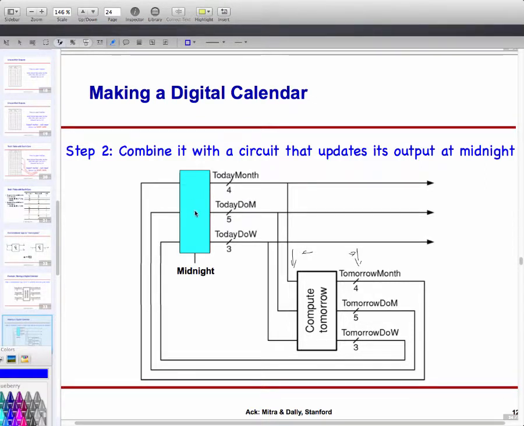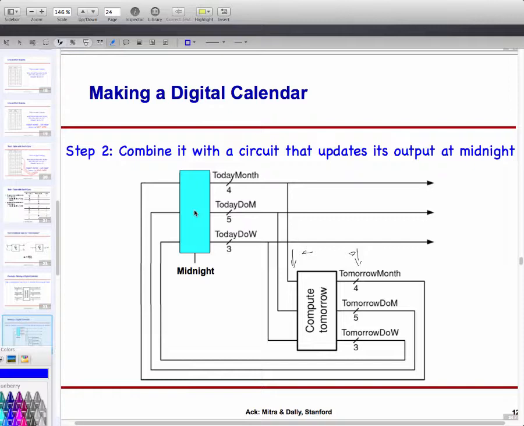So one way of thinking about this is that this is kind of like a mailbox or some storage entity, and the output always reflects whatever is in the storage. But the storage is updated only when the midnight tick comes. So at the midnight tick, whatever is on the input side, on the left-hand side, gets stored out here. So the stored part is updated at the midnight tick, and the output is basically just reflecting whatever is in the storage. So it's a memory element.